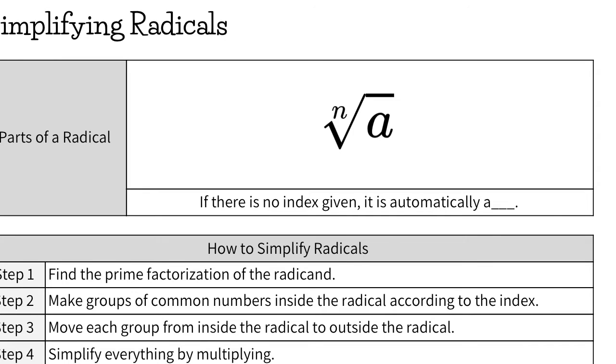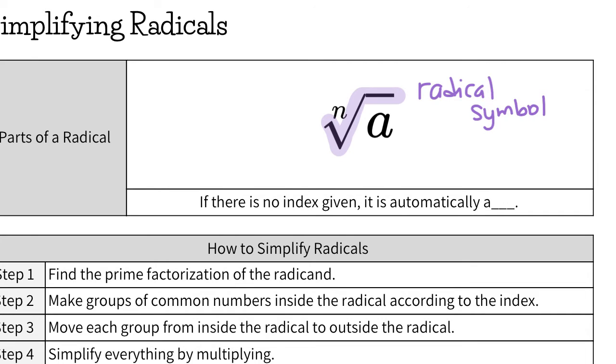So what makes this a radical is the symbol. So you see that kind of like house shape? That is the radical symbol. And usually when you have a radical symbol, they're wanting you to find a root.